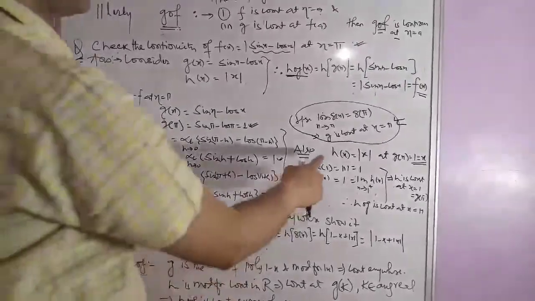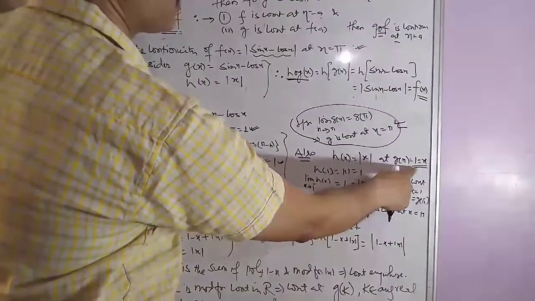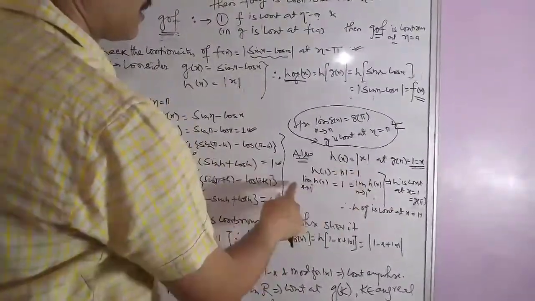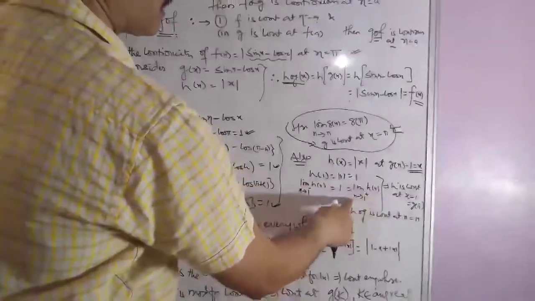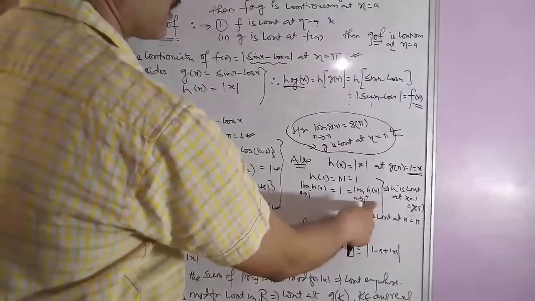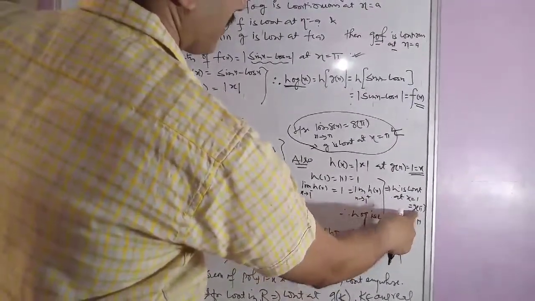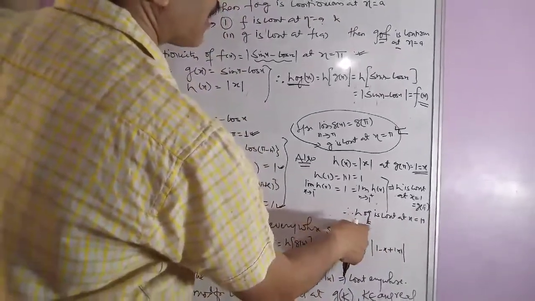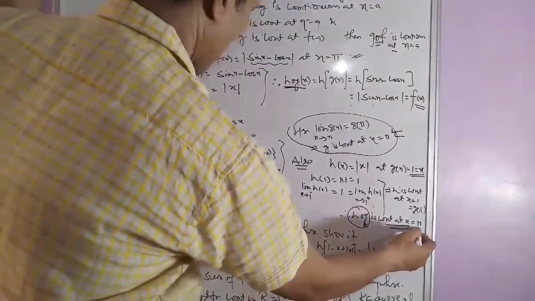Again, h(x) equal to mod x, and we have to check its continuity at g(pi), that is 1, that is x equal to 1. So h(1) equal to mod 1, that is 1. Limit of h(x) as x tends to 1 minus is 1, and limit of h(x) as x tends to 1 plus, we put x equal to 1 plus h with h tending to 0, this will give result 1. So h is continuous at x equal to 1, that is g(pi). So g is continuous at pi and h is continuous at g(pi). So the composition function hog is continuous at x equal to pi.